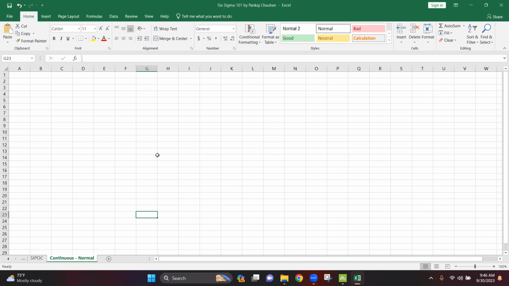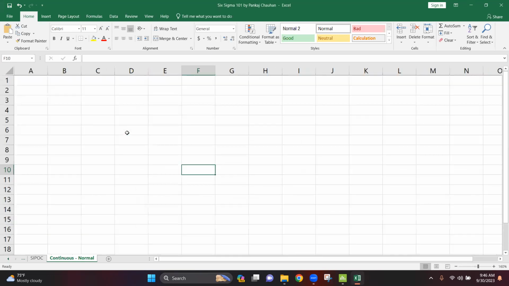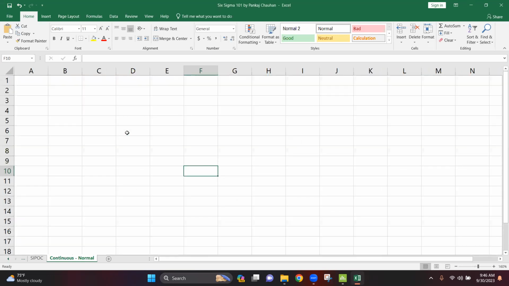In this session, we are going to learn how to calculate the process capability for continuous data which is normally distributed. Continuous data, remember, in my session on data types, I explained what continuous, discrete, attribute, numeric and non-numeric data are. For the data type understanding, you can watch those videos.